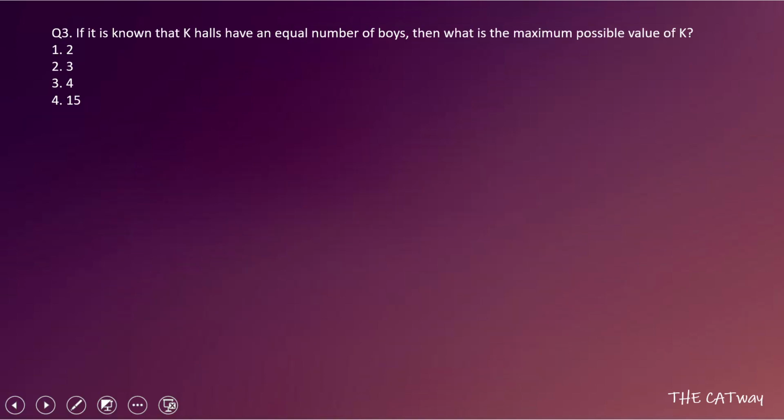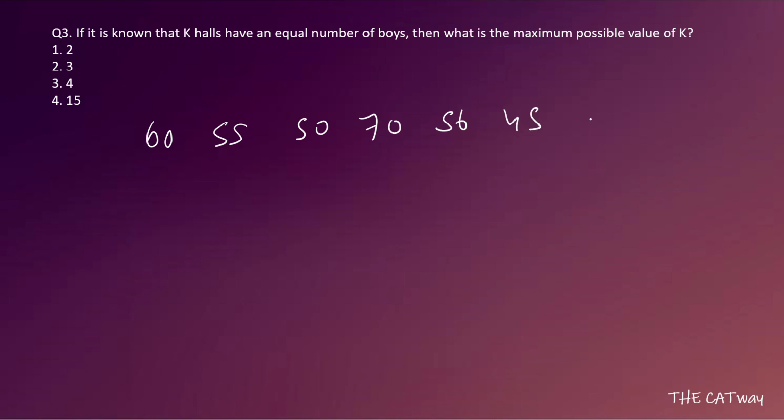Now let's come to the third one. If it is known that k halls have equal number of boys, then what is the maximum possible value of k? Again, I would try to find out the number of boys in all the cases. So what we have here is 60%, then 55%, then 50%, then 70%, then 56%, then 45%, and then 40%, for A, B, C, D, E, F, G. But it's asking the maximum value of k. So 15 is already gone, 15 is not a possible case in this.